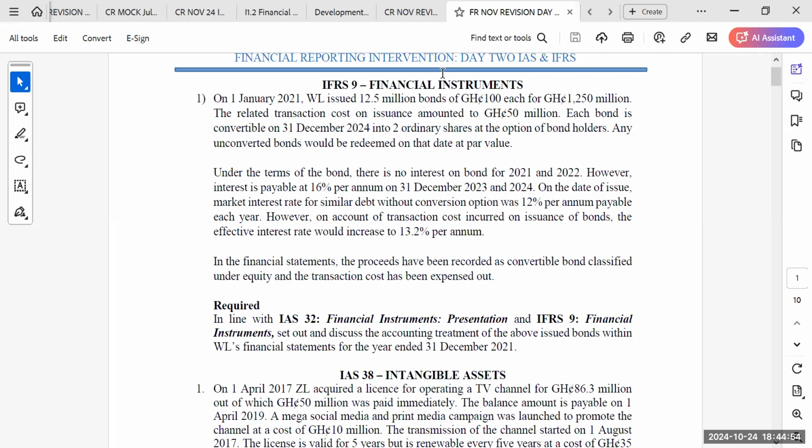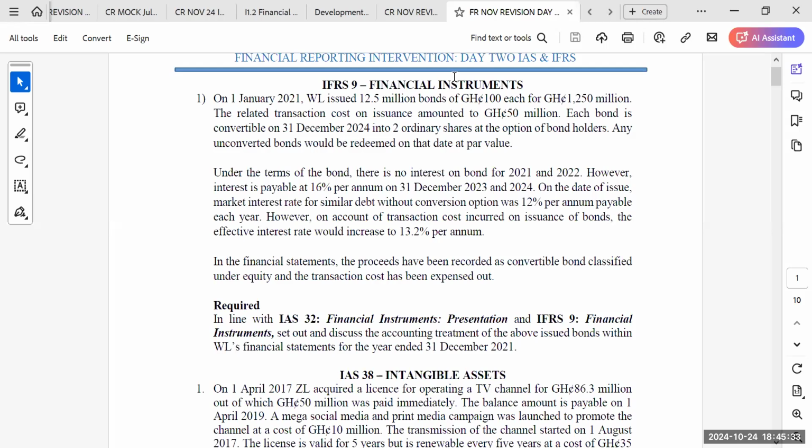On 1st January 2021, WL issued 12.5 million bonds of 100 cedis each for 1,250 million Ghana cedis. The related transaction cost on issuance amounted to 50 million Ghana cedis. Each bond is convertible on 31st December 2024 into 2 ordinary shares at the option of bondholders. Any unconverted bond will be redeemed at that date at par value. Under the terms of the bond, there is no interest on the bond for 2021 and 2022. However, interest is payable at 16% per annum on 31st December 2023 and 2024.